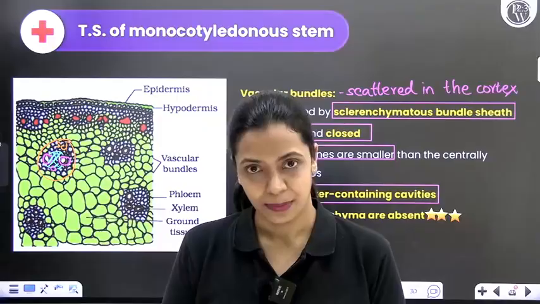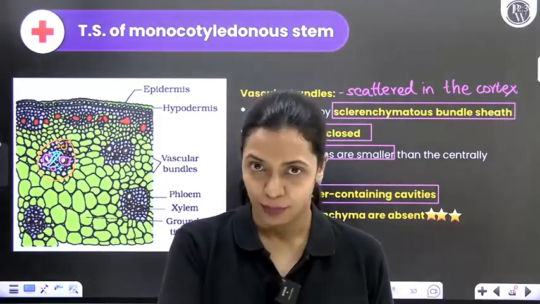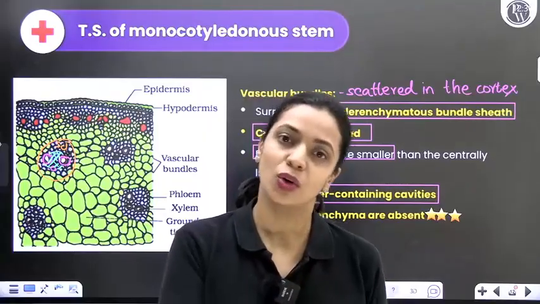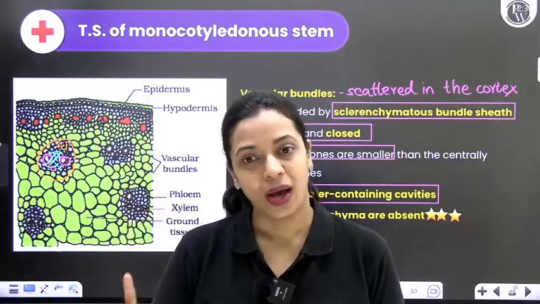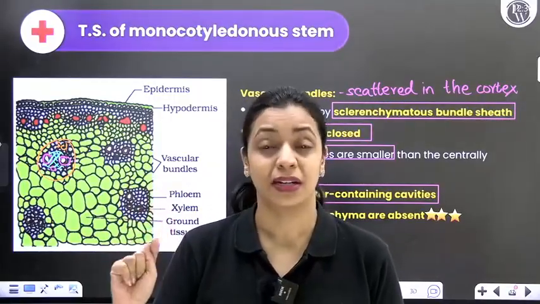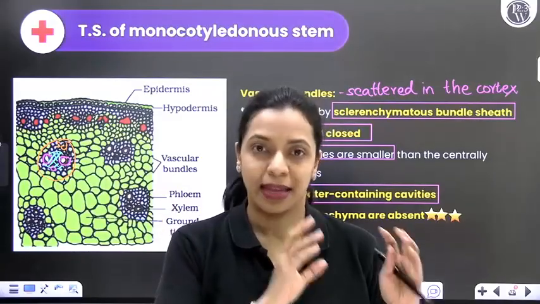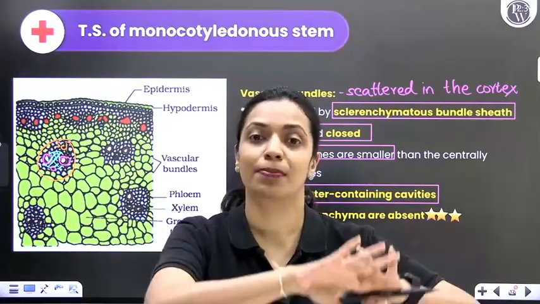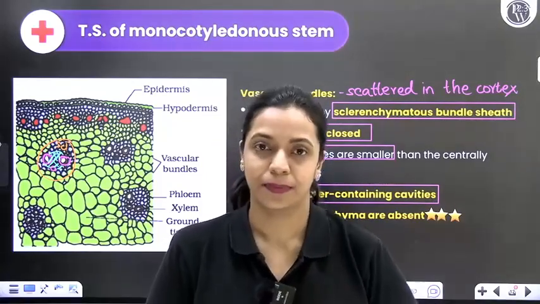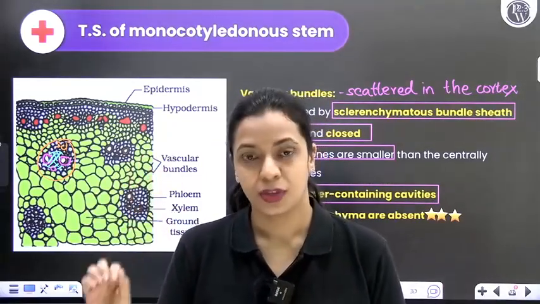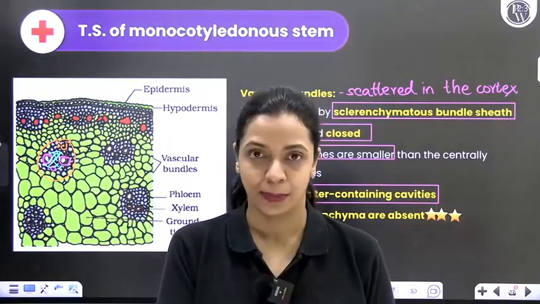In dicot stem, you have conjoined open type of vascular bundle. In monocot stem, you have conjoined closed type of vascular bundle. In dicot stem, you have sclerenchymatous bundle caps present on top of the phloem. In monocot stem, you have sclerenchymatous bundle sheath that covers the vascular bundles entirely. In dicot stem, you have a prominent pith. In monocot stem, you do not have a prominent pith.